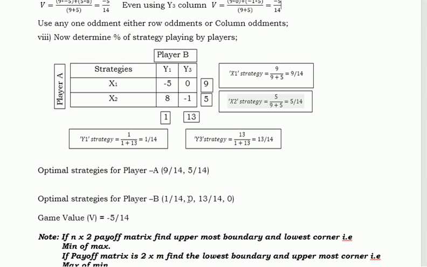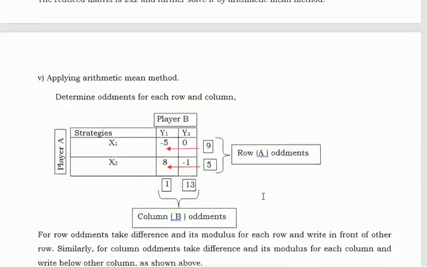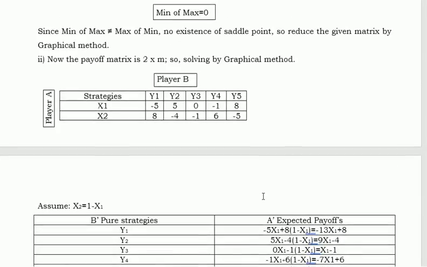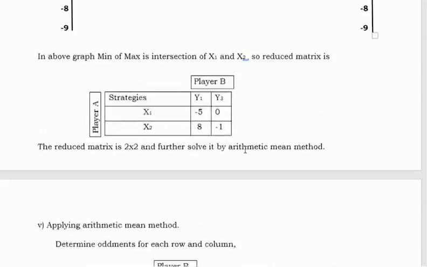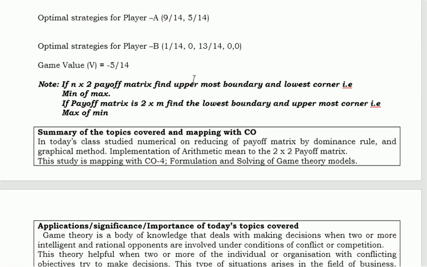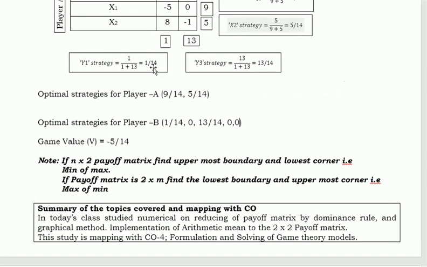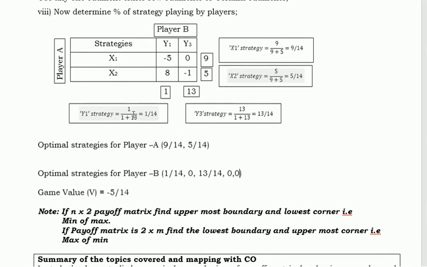Totally 5 strategies. Initially the given strategies are 5. Among these 5, y1 is 1 by 14, there is no y2, so 0, y3 is 13 by 14, y4 is not here, 0, y5 is 0, and the game value is minus 5 by 14.